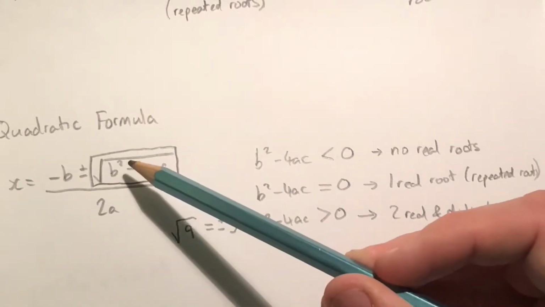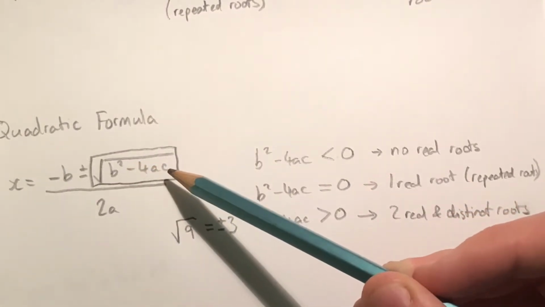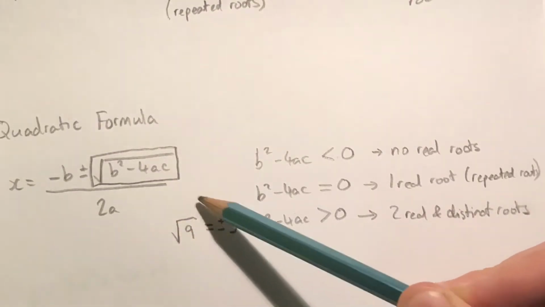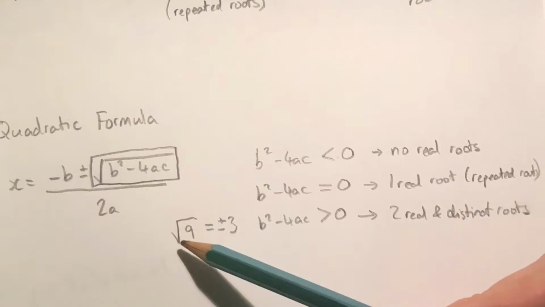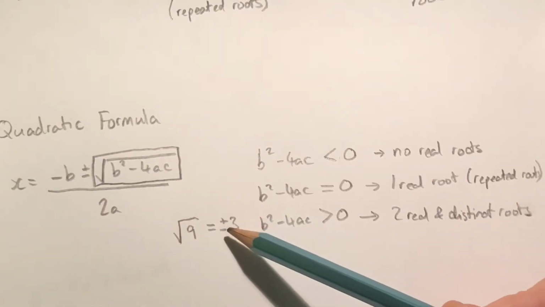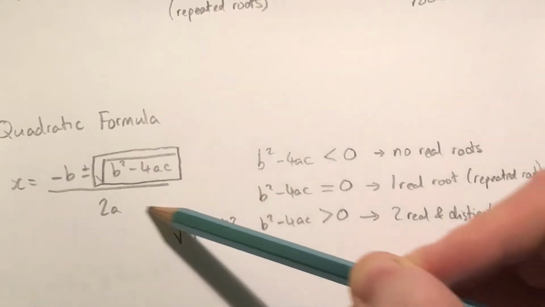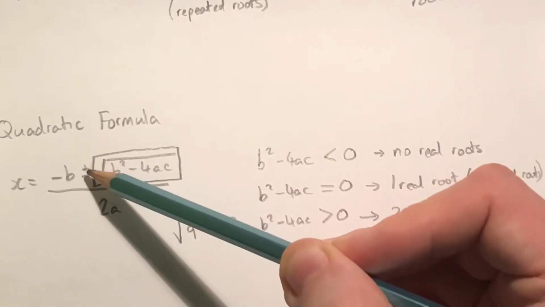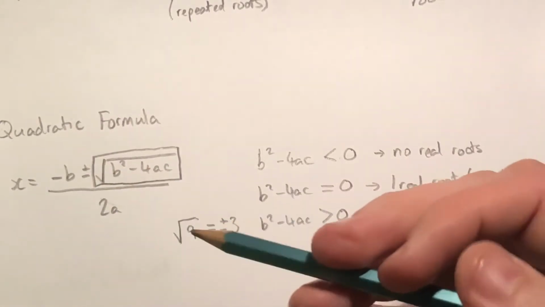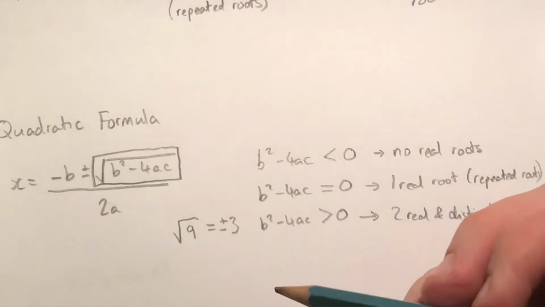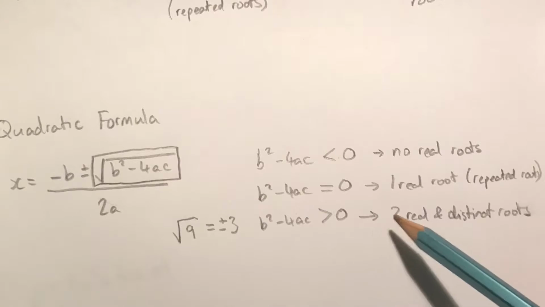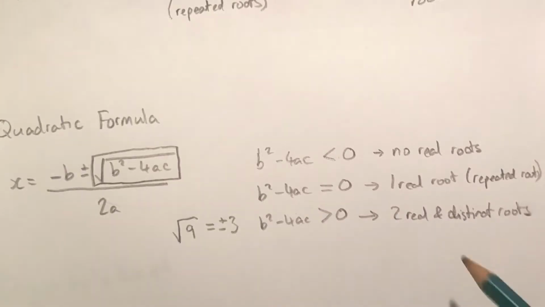However, if b squared minus 4ac is a positive number, using the square root of 9 as an example here, if we take the square root of a positive number, we end up with a positive and negative result. So there are two different solutions, which means that when we put it back into here, you've got whatever this number might be, plus or minus a value, which will result in two different roots. So if b squared minus 4ac is greater than 0, this means we've got two real and distinct roots.